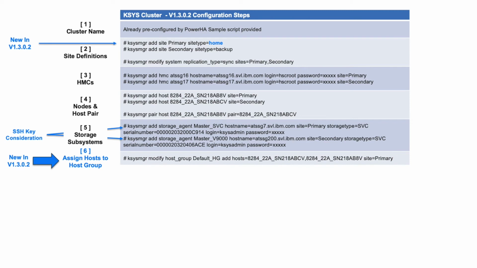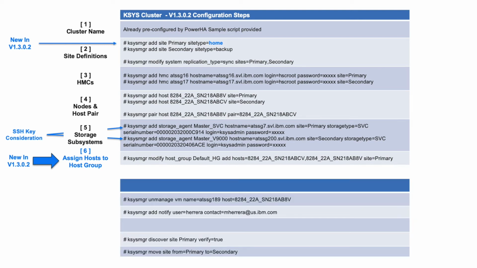Another new step is that in the prior releases, the default host group got created and automatically allocated the host to it. In this instance, when I checked, it does create the default host group, but it does not automatically take those hosts and have them assigned to it. So I had to do a KSYS manager modify my host group, and I guess I could have created a brand new host group with its own name, but I added the two hosts that were defined, and I said that the host group was going to live on the primary site.